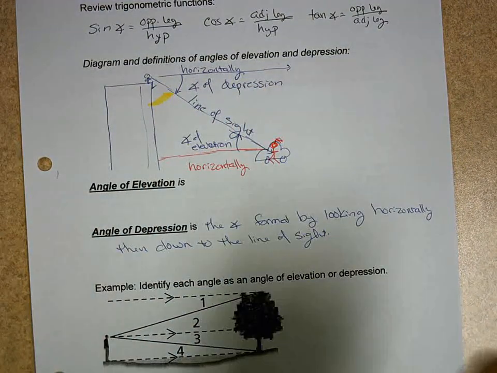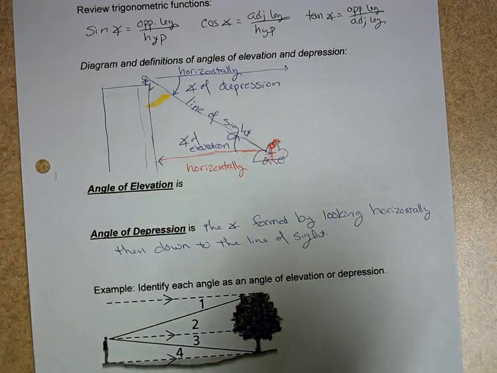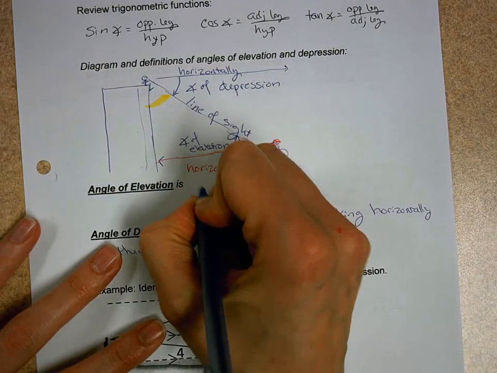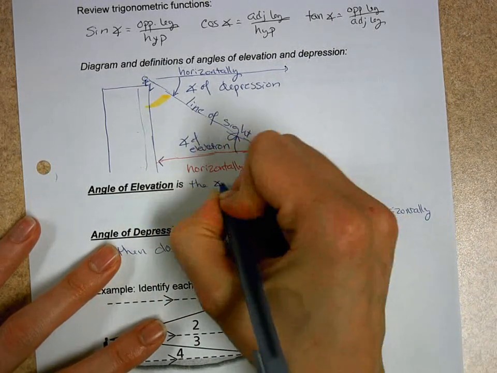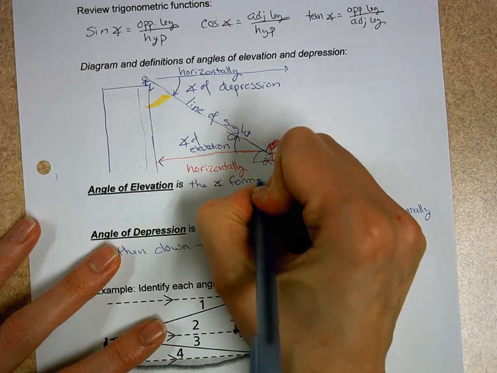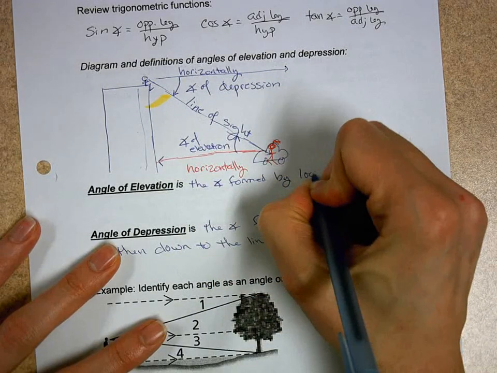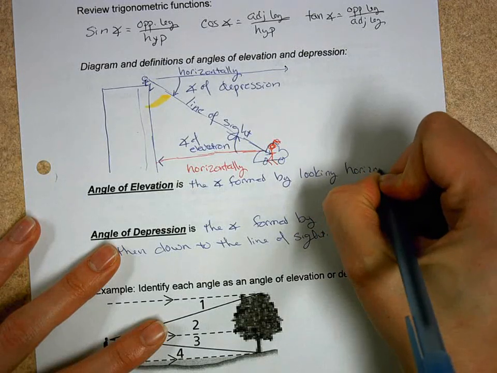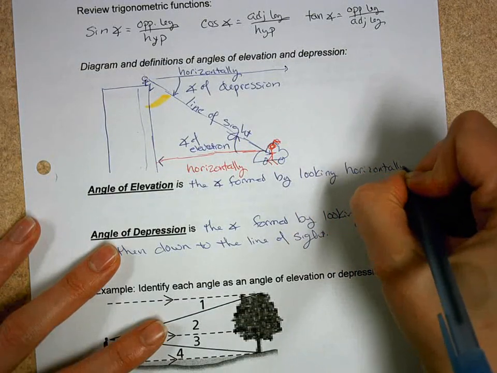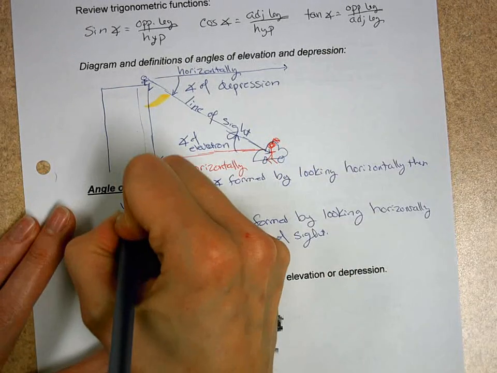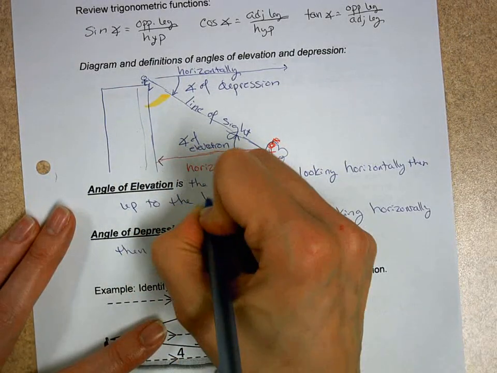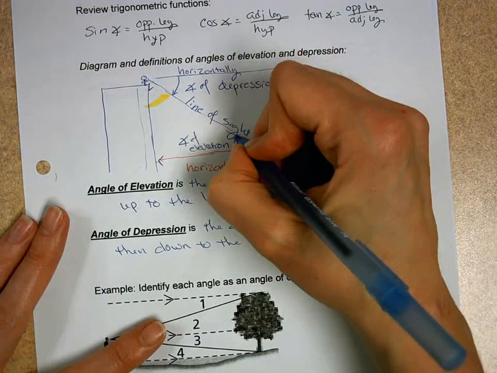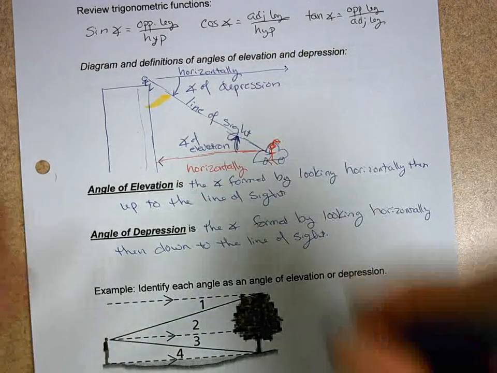All right? Now, think about it. How did she look first? She looked horizontally. So the same thing. The angle of elevation is the angle formed by looking horizontally, then up to the line of sight. So hers is going up. So think going up, his is going down.